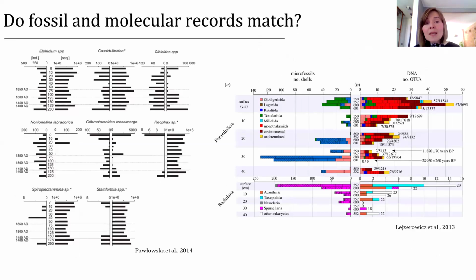sedimentary records. So in our first studies, very early studies of ancient foraminiferal DNA in marine sediments, we asked a question about the match between the molecular and fossil records. Do they reflect each other? The short answer is no. For multiple reasons.